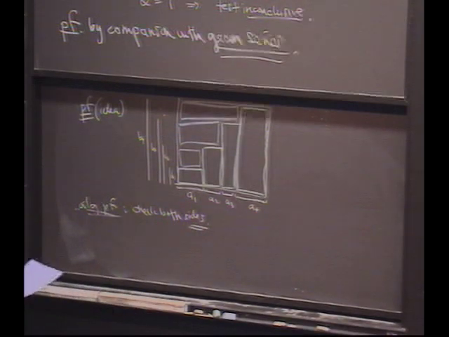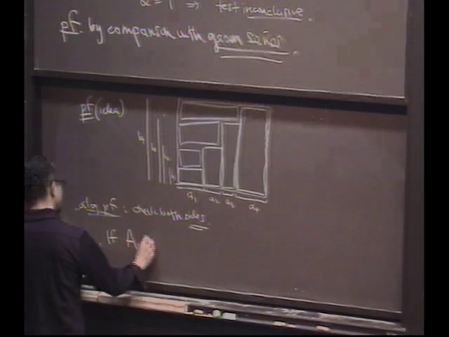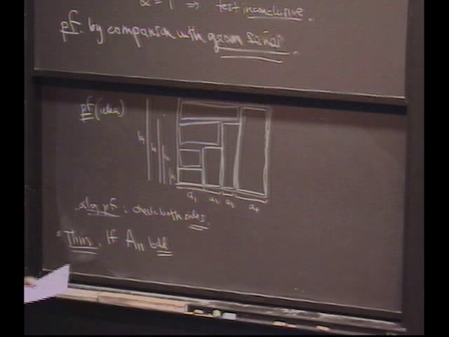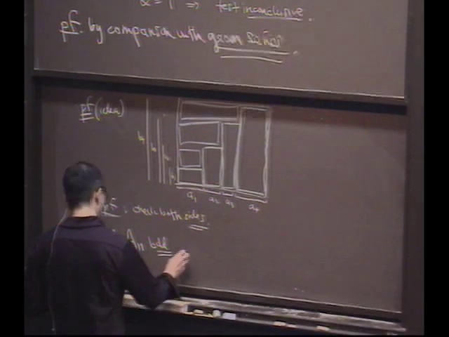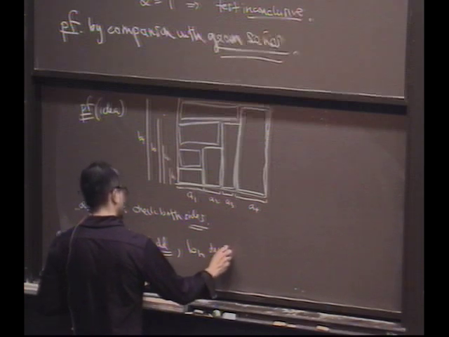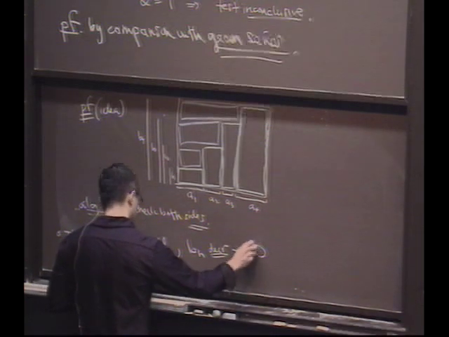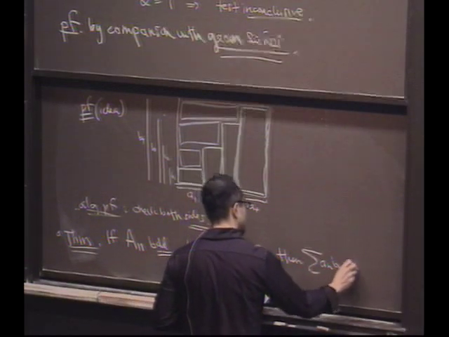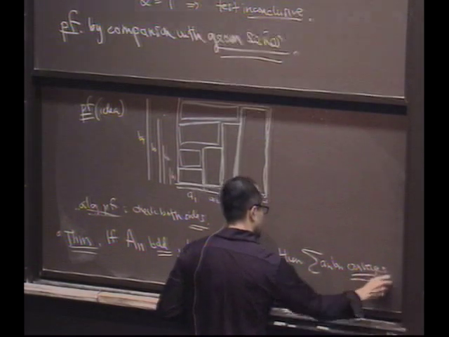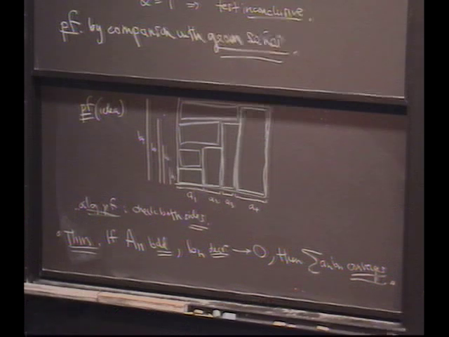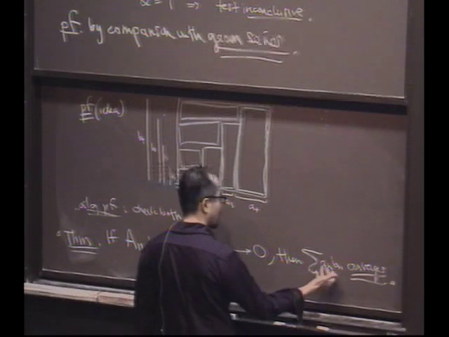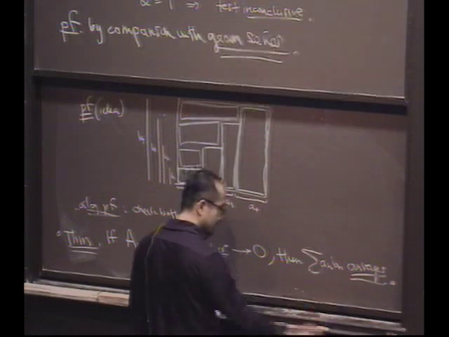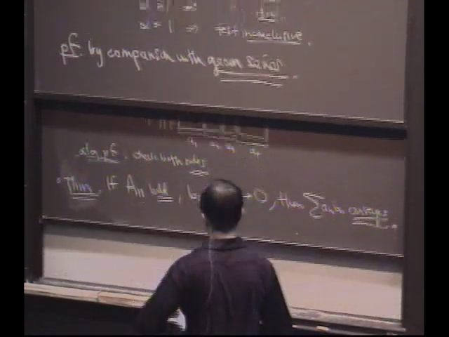Nothing there. But this does lead us to the following theorem. I claim if the big A_n is bounded, big A_n being the partial sums of the little a's, and the b_n's are decreasing and approaching 0, then the sum of a_n b_n converges. A nice result. Basically saying if the partial sums are bounded, and the b_n's are going to 0, you're in good shape. The series converges.